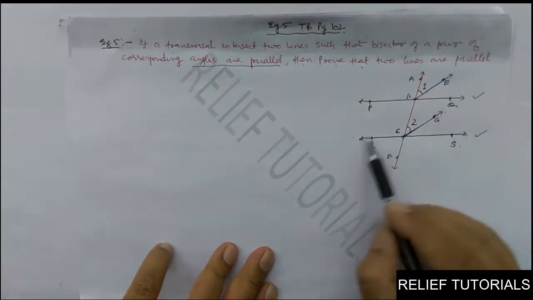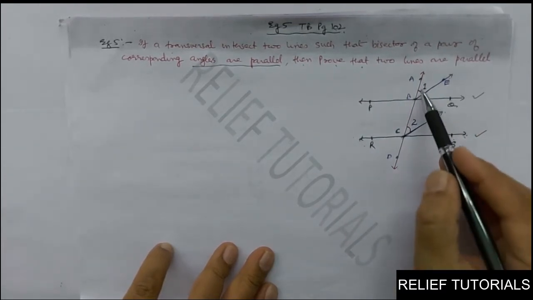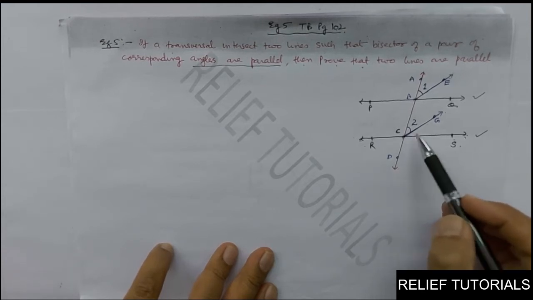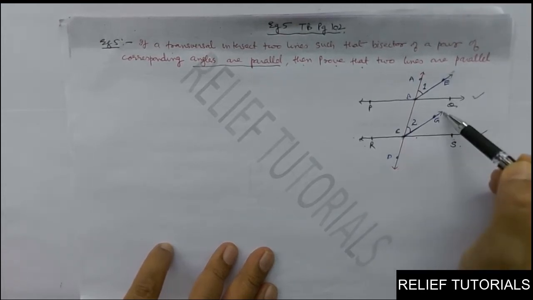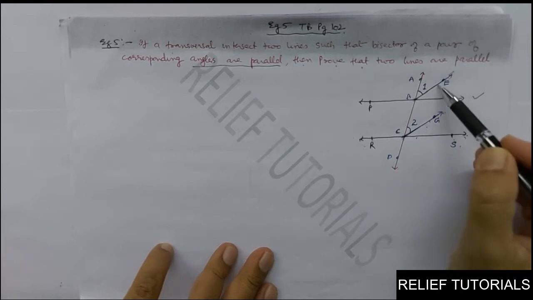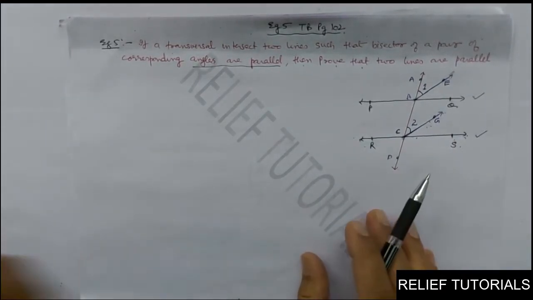See, these two are lines. I am not telling they are parallel lines. We have to prove that PQ is parallel to RS. And this is the transversal. As a result, these two are corresponding angles. Okay, they are corresponding angles. And the bisectors of these two corresponding angles, that is BE and CG, are parallel. You got it? These two are parallel. You have to prove that PQ is parallel to RS.